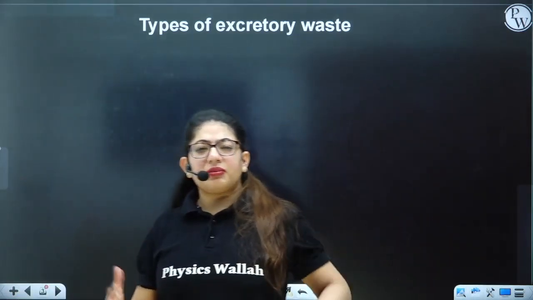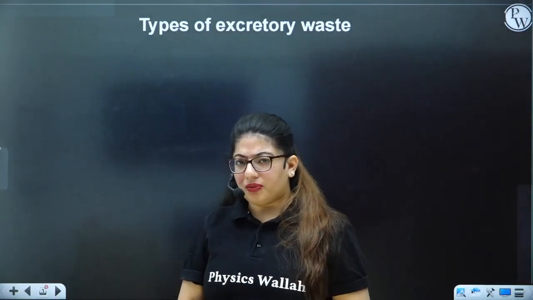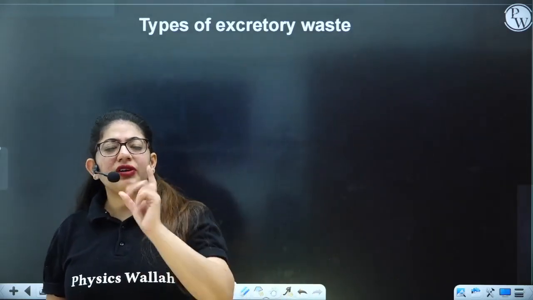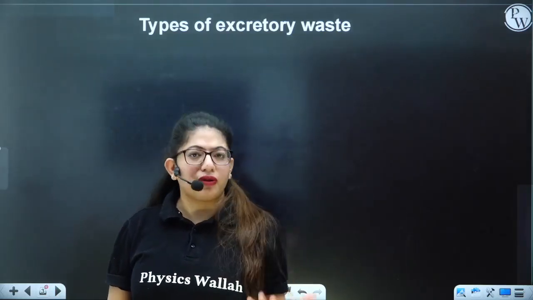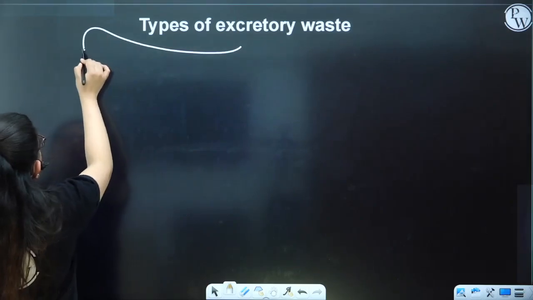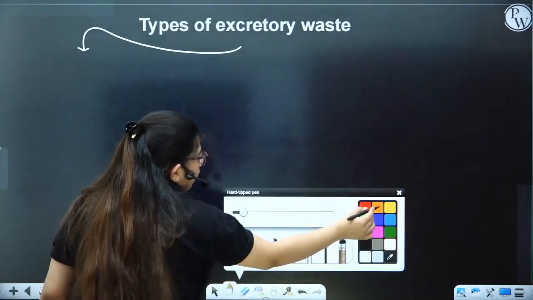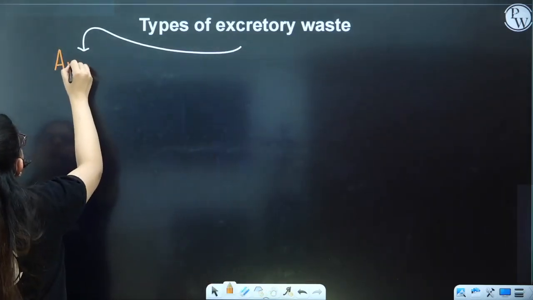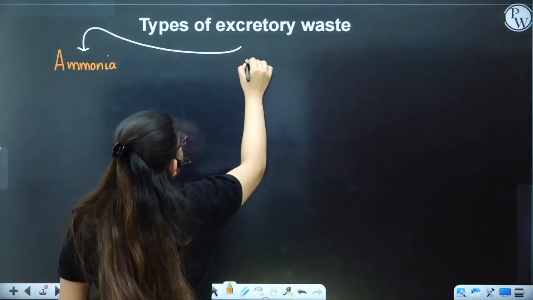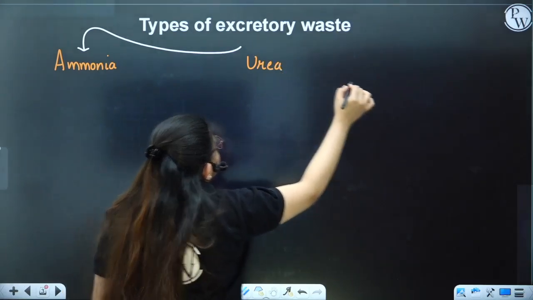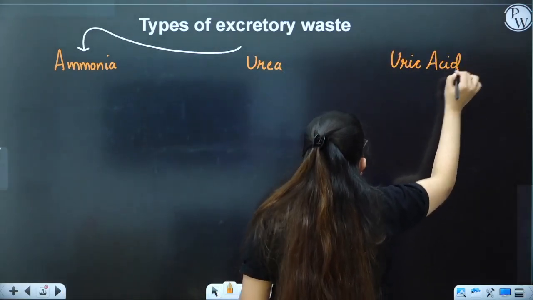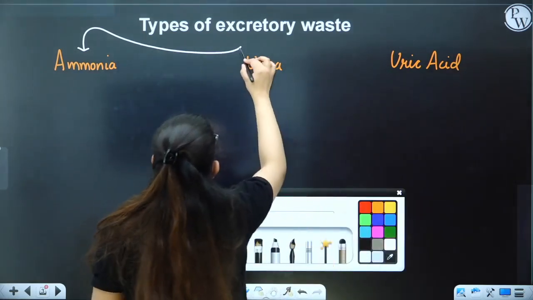Fine. So what are the various excretory products that are produced? In various animals, different types of excretory waste are formed. Also in us, there are different kinds of excretory waste which are formed, but we have one main excretory waste that comes out from the body, right? There are basically three types of excretory waste. One is ammonia. Second is urea, and third one is uric acid.